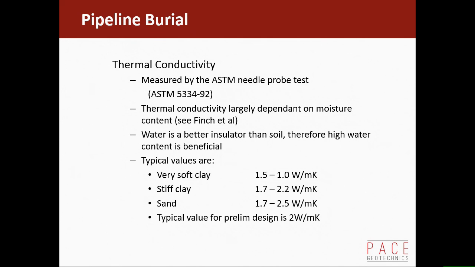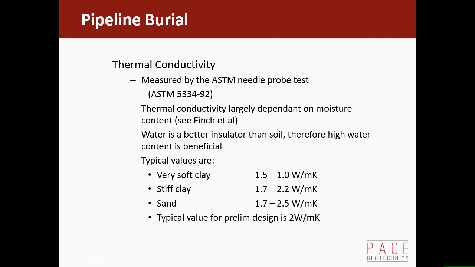Now the other thing, we've talked about backfill and the upheaval buckling resistance of the backfill. But what the pipeline designer will also want is the thermal conductivity of the soil. If it's a high thermal conductivity, the pipeline's going to cool more quickly. If it's a low thermal conductivity or high thermal resistivity, it's going to keep the pipeline much warmer. So it's an input into the pipeline engineering process.